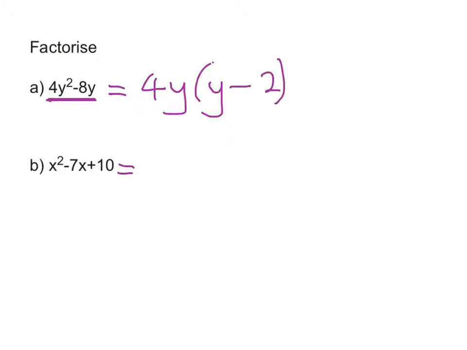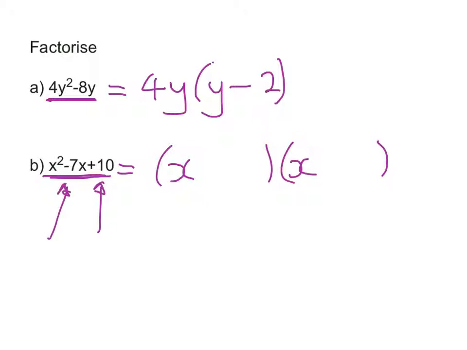Right, next one. So it's got the typical quadratic pattern. Pop down your two brackets and take a look. x times x will give me what squared? So, two numbers that multiply to 10 and add up to negative 7. So it must be a minus minus, so it's going to be 5 and 2. Next slide.